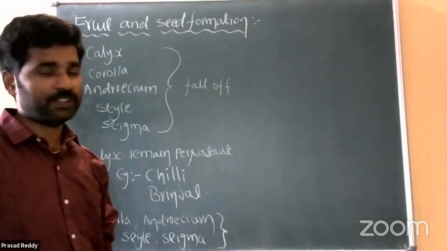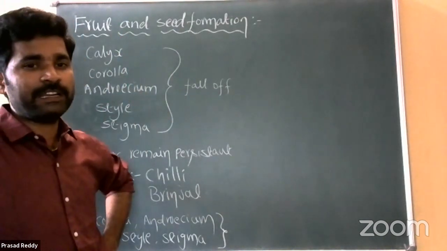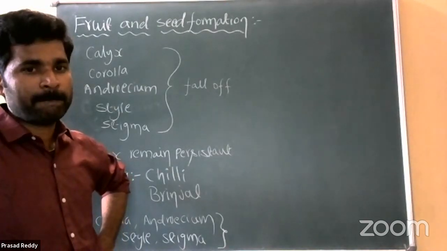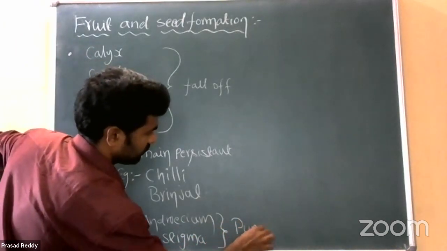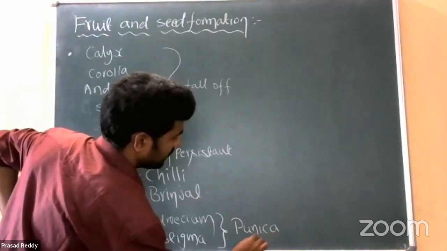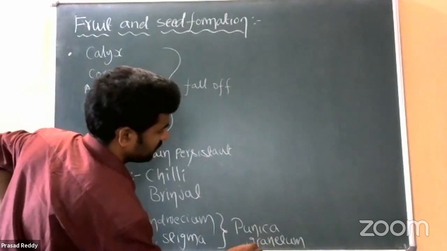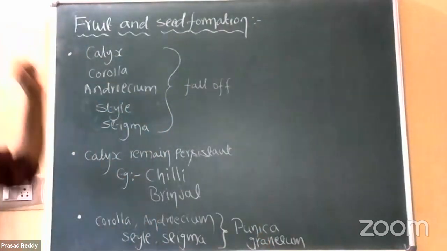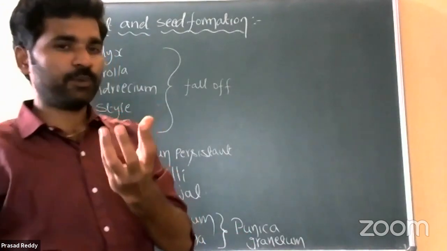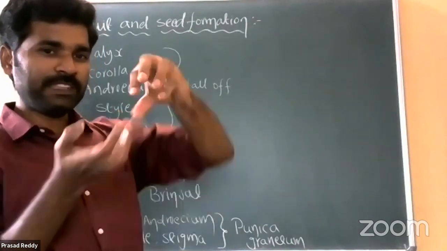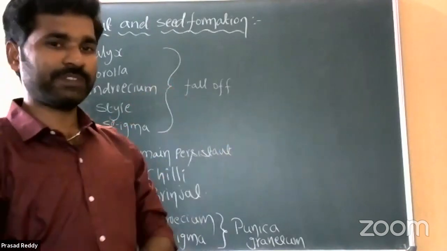In general, Punica granatum, the scientific name for that. Complete scientific name, Punica granatum, or pomegranate, the common name. So observe that pomegranate fruit. At the base, many stamens, style and stigma are also persistent, right?